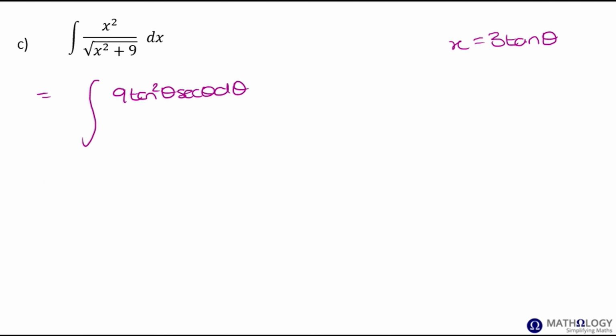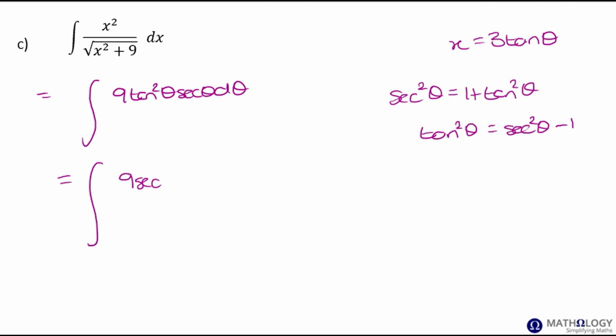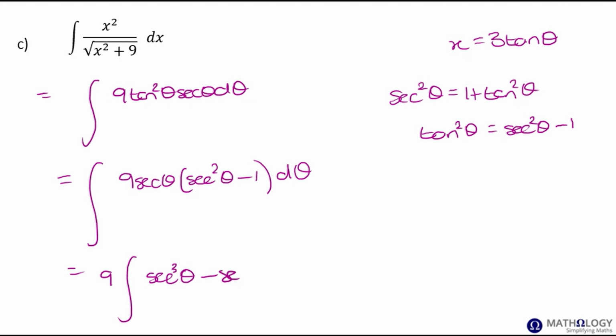We're now going to use the square identity that relates sec theta to tan theta. So that's sec squared theta equals 1 plus tan squared theta. In other words, tan squared theta equals sec squared theta minus 1. And by doing so, we're only going to have one trig ratio in this integral. So we have 9 sec theta times tan squared is sec squared minus 1. You can take the 9 out as a constant. So it's 9 times the integral of sec cubed theta minus sec theta d theta.